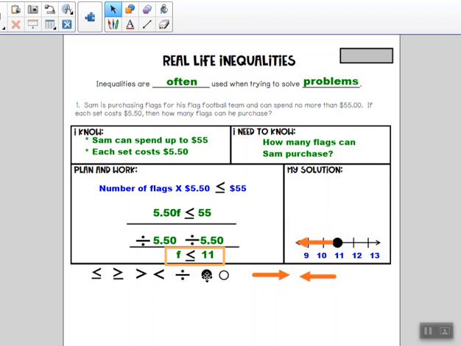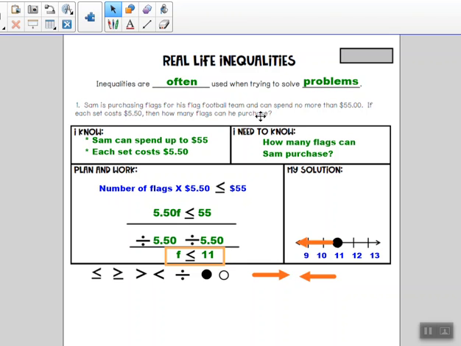So I'm going to use a closed dot on 11 because he can buy 11. And remember, a closed dot means that we want to include that number. And we can buy anything less than it as well. We can buy 10 or 9 or 8, 7, 6, 5, 4, 3, 2, 1 down to 0. We can't buy more than it. So we have to go to the left with our arrow. That's going to show us our solution set.